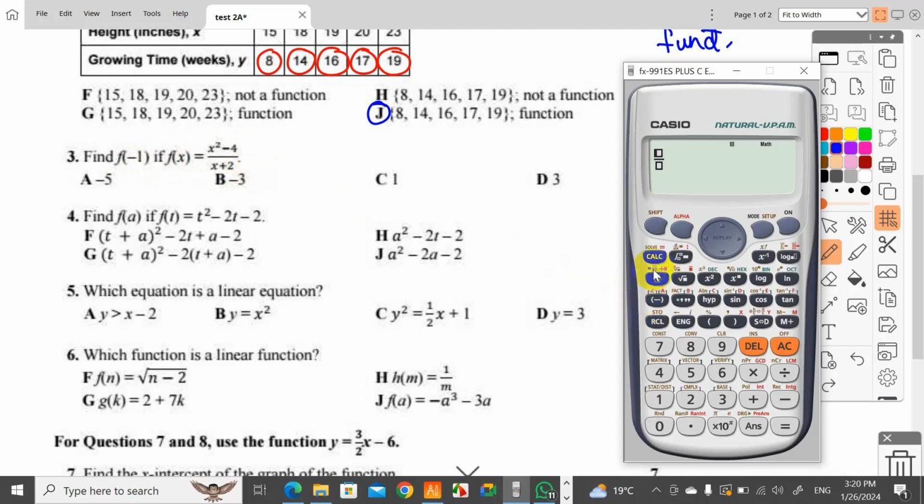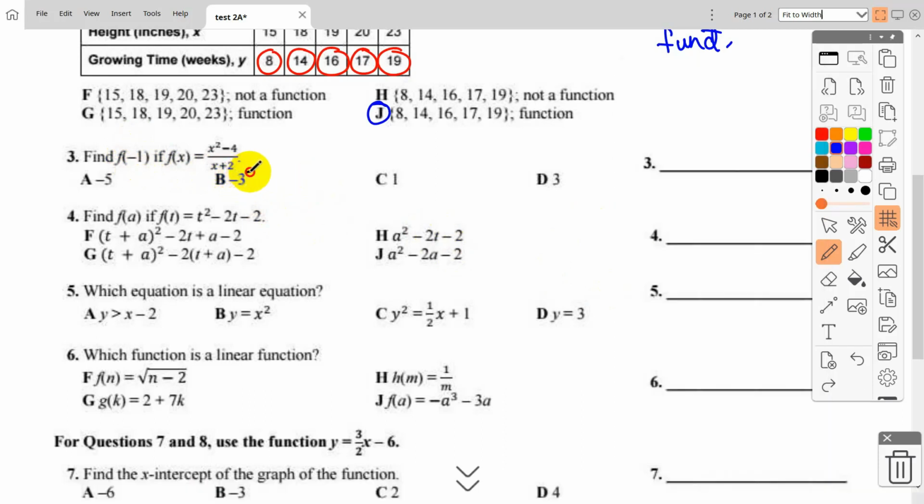I'd write (x squared minus 4) over (x plus 2). Then press this button, which is solve, and we'll solve for x equals -1. I'd write -1, then equals, the answer will be -3, which is letter B.